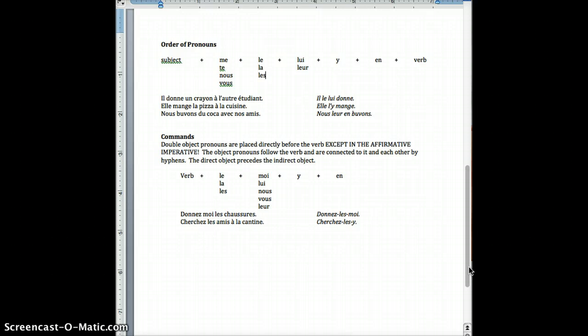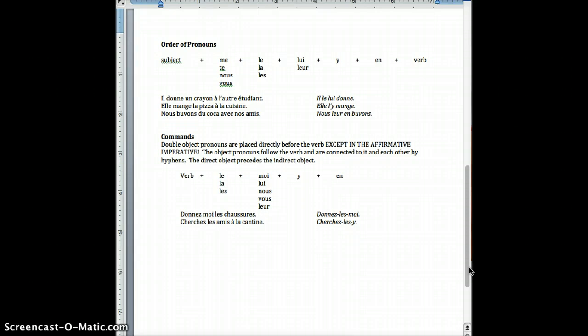Nous buvons du coca avec nos amis. We drink some Coke with our friends. What do we drink? Now notice, though, it's du coca. So it's an indeterminate amount. Avec is your preposition, so you know that what comes after is going to be your indirect object. Nous leur en buvons. Now notice in the sentence, du coca and en comes before leur, but you must follow the order of the pronouns.